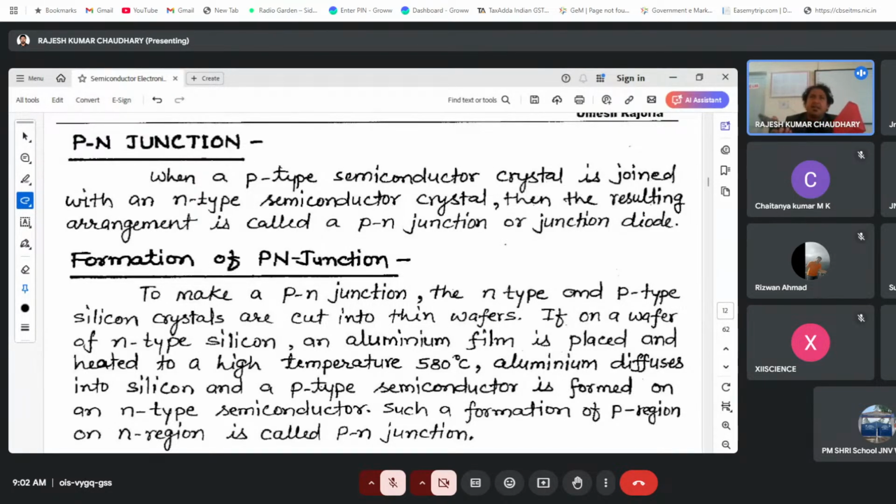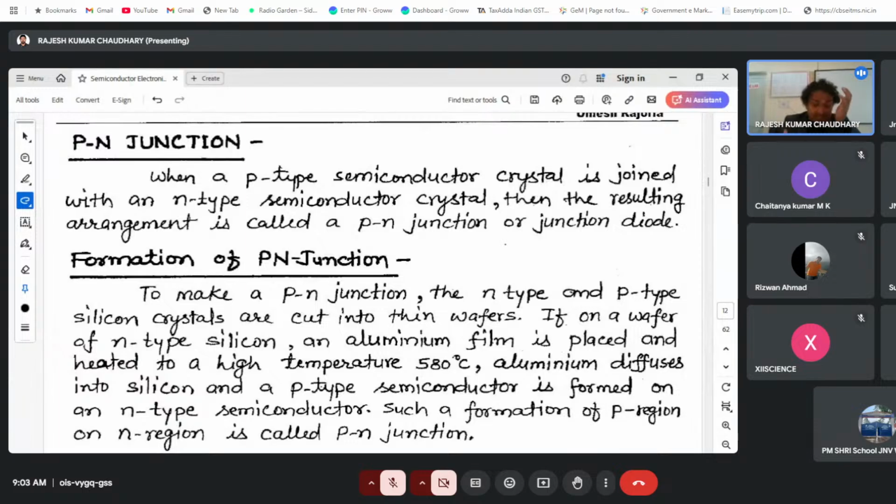If we connect them, not exactly like this, but I am just telling you, suppose this red one is p type and this black one is n type. If you keep them like this, there will be a junction between these two, and that's why it is called a PN junction diode.